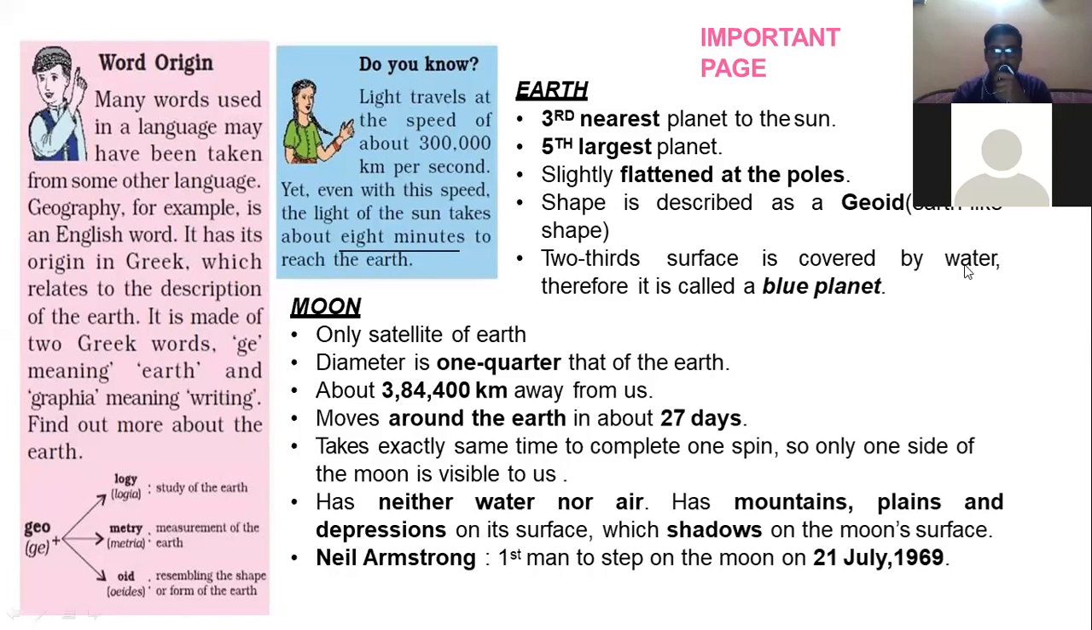Two-thirds of the surface is covered by water, and it is called a blue planet. Why is it called a blue planet? Because most of the Earth comprises ocean water, which is 70% of the Earth, and the rest is land, which is approximately 29%, I guess. So the Earth is called a blue planet.